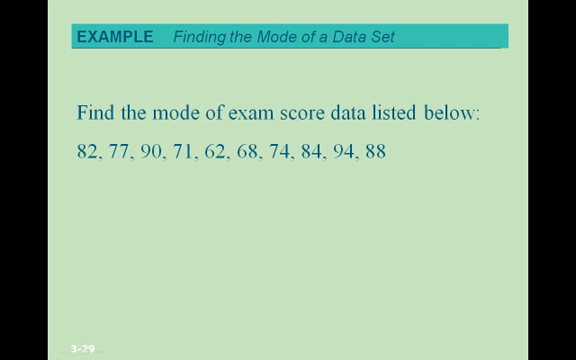In this example, we want to find the mode of exam score data listed below. So here we see we have no value occurring more than once. Every value occurs exactly one time. So we have no mode in this case.